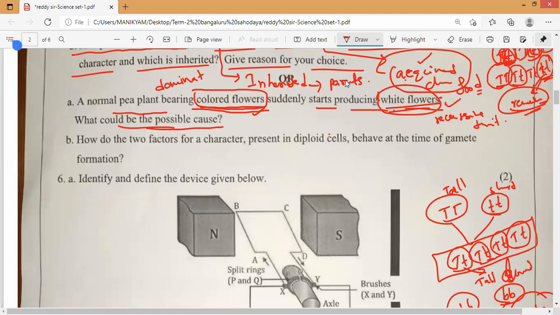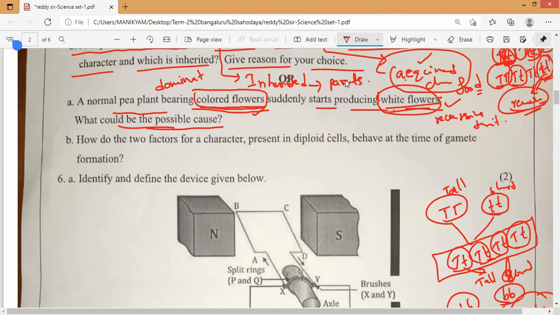So we can say a normal pea plant bearing colored flowers suddenly starts producing white flowers because colored flowers may be a dominant gene, and because of mutation, suddenly white flowers are coming, because white color is the recessive gene. That is a possible cause, so that after mutations over so many generations, white flowers will be produced. That is the 3:1 ratio.